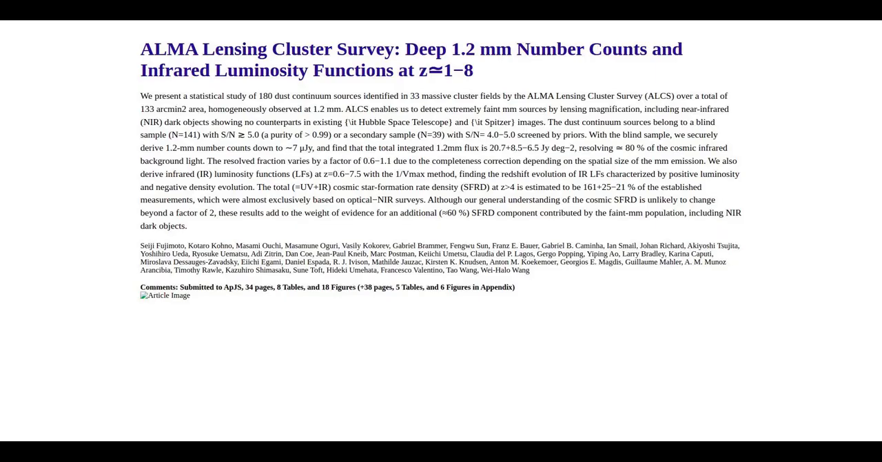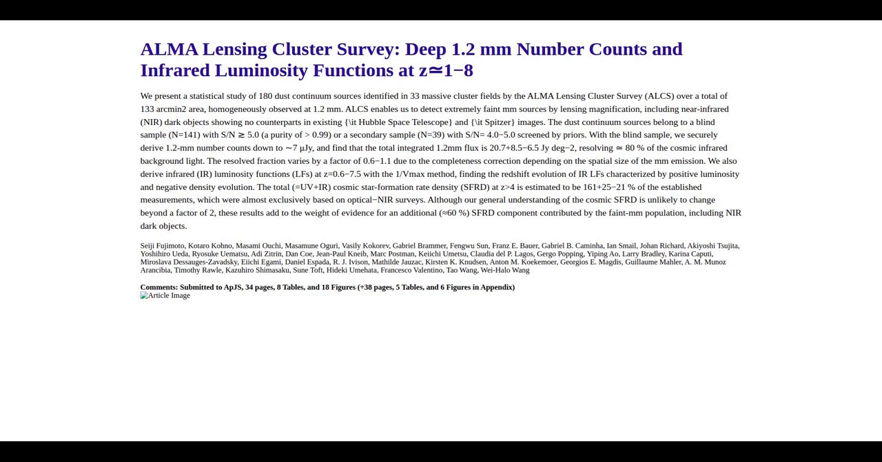Next article. ALMA lensing cluster survey: deep 1.2 mm number counts and infrared luminosity functions at z ~ 0.6-7.5. We present a statistical study of 180 dust continuum sources identified in 33 massive cluster fields by the ALMA lensing cluster survey over a total of 133 arcmin² area, homogeneously observed at 1.2 mm. ALCS enables us to detect extremely faint sources by lensing magnification, including near-infrared dark objects showing no counterparts in existing Hubble Space Telescope and Spitzer images.